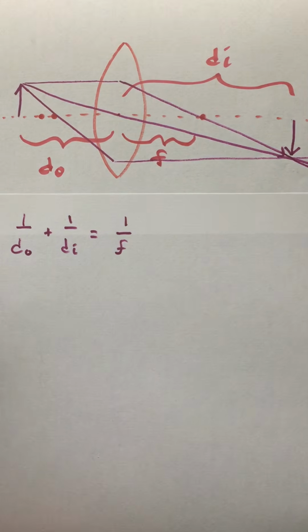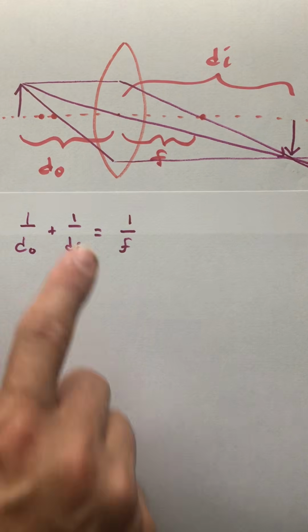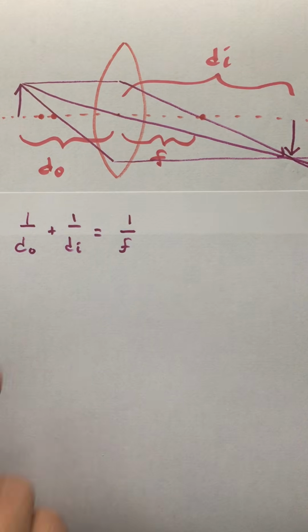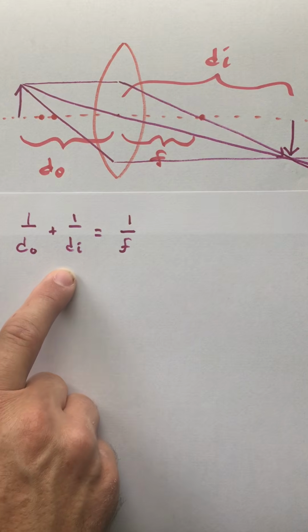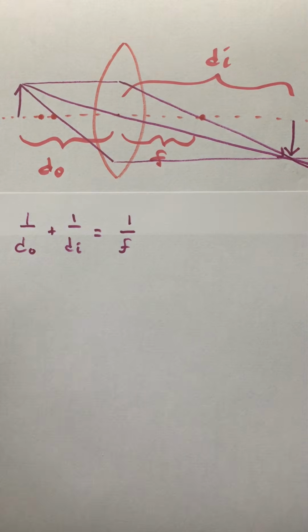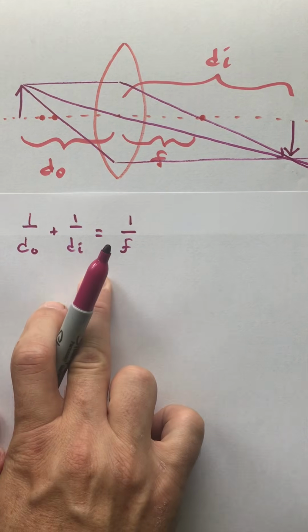So this equation relates those relative positions. 1 over distance to the object plus 1 over distance to the image equals 1 over the focal length. I'm not going to leave it in this form. It's perfectly fine to start with the equation in this form.